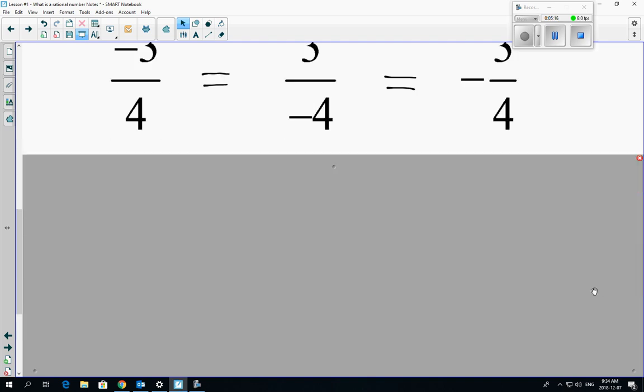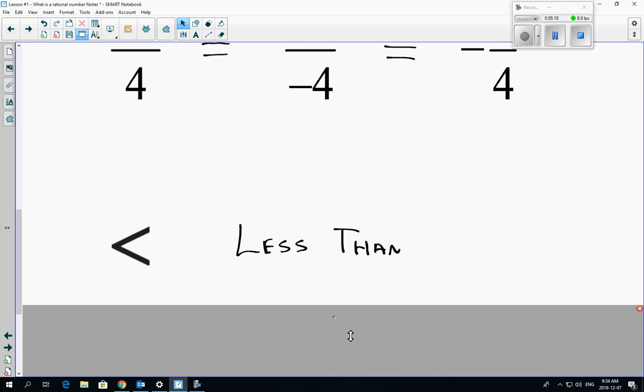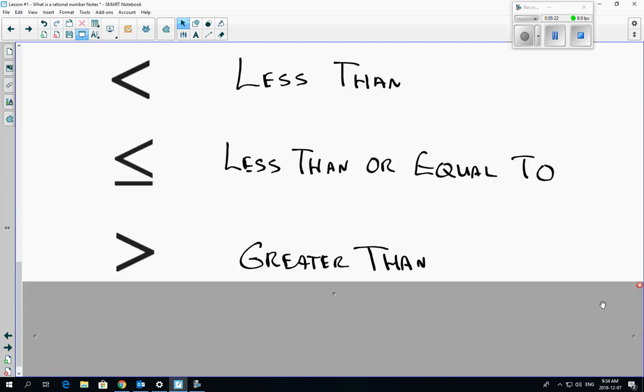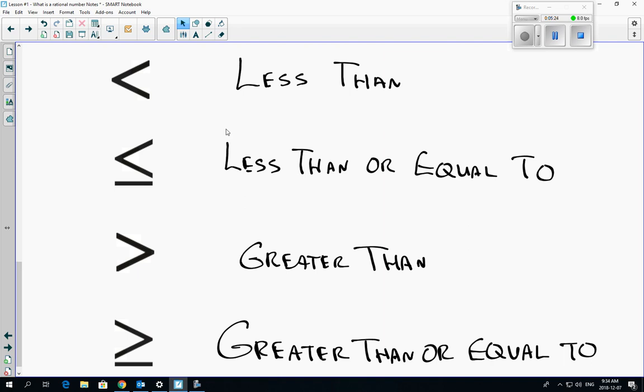And then last thing here, we have some symbols. This is all good for rational numbers, just so you can do the first exercise. What we have here are the basic ones. Some of you might remember them as alligators eating the bigger number, or like a Pac-Man. So this is less than or equal to, greater than, or greater than or equal to. Okay, so now what you can do is go over to lesson 1 and do the exercise that goes with it.